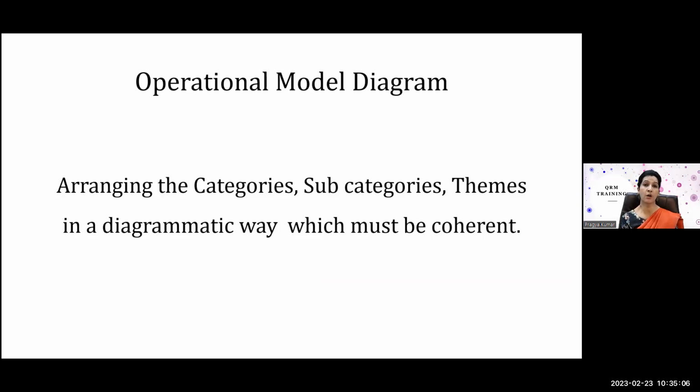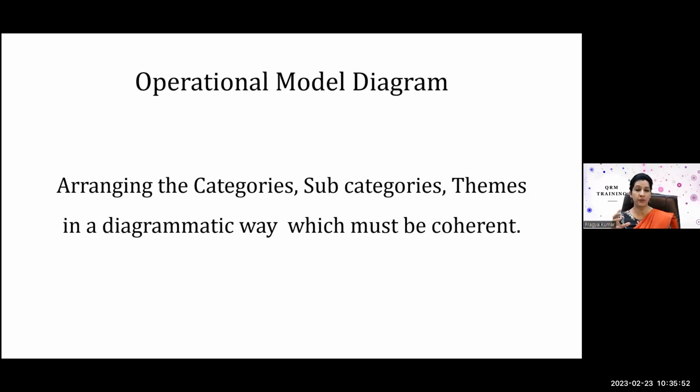Again, this operational model diagram is easier said than done, because the human emotion or the psychological domain of human beings is not that simple, such that you will always have an operational model diagram. A tentative one, definitely you can suggest, but a circular or a linear one, like what we usually draw, is just a rather crude depiction. It is very difficult to put things in a diagrammatic way very accurately.